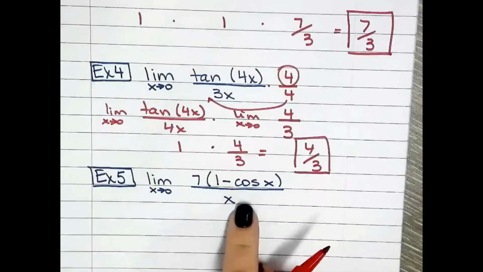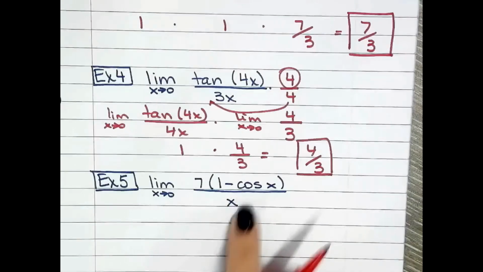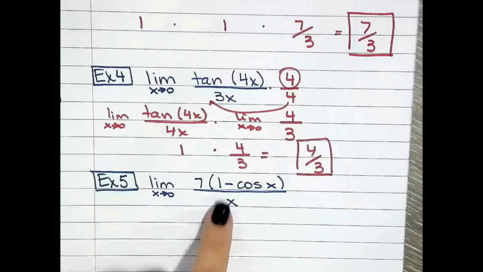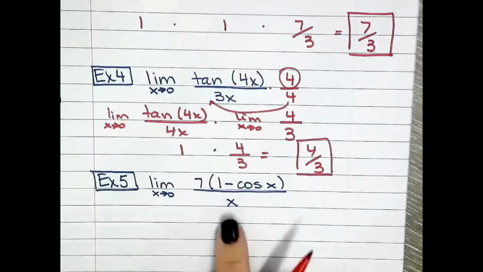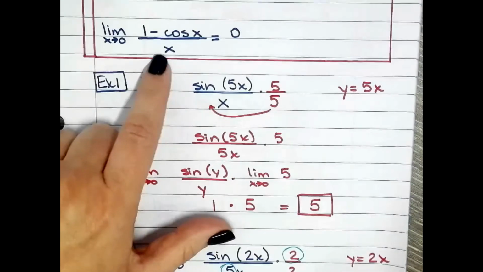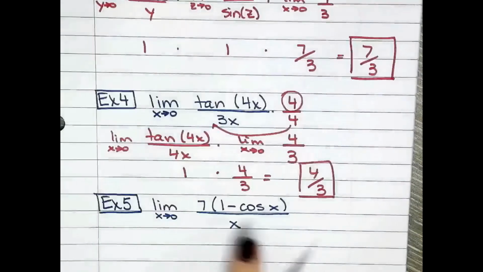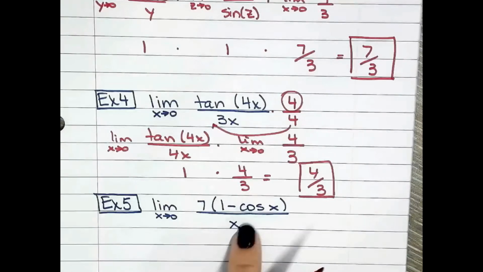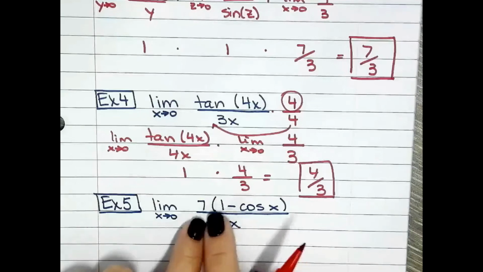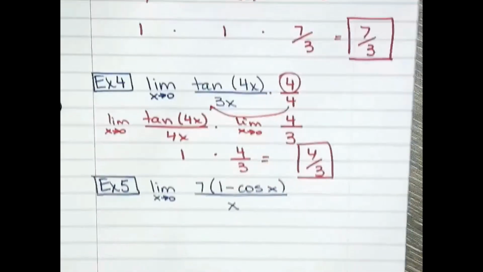It gets better. Now, this one, I have this crazy thing right here. Don't let this cute little thing scare you, okay? So from here, I know if I have 1 minus cosine of x over x, that equals 0. So I'll just go ahead and split that up, make that a product. How do I do that?